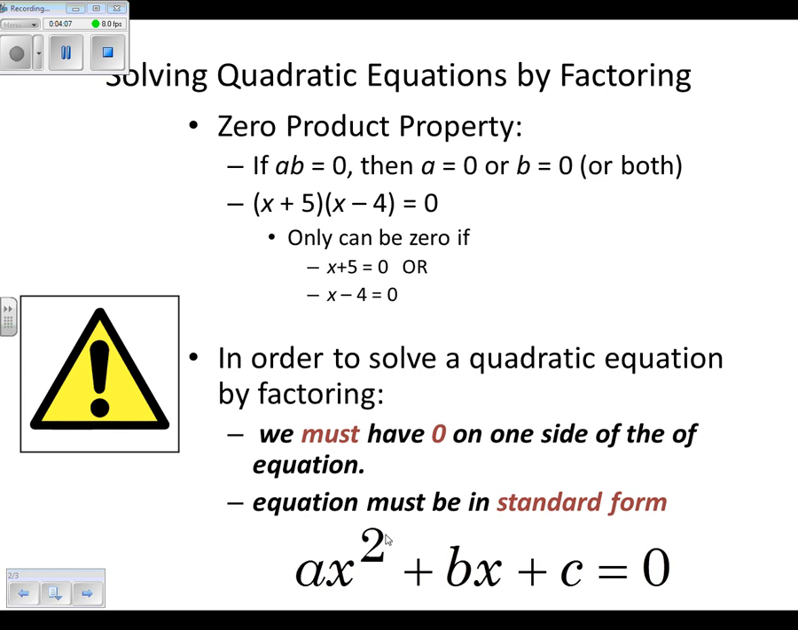We have highest exponent first, a 2, x squared. Then we go down to 1. And then we go down to no x's, or x to the 0. Okay, what we're going to look at now on the next slide are the steps that are going to help you solve these quadratic equations by factoring.